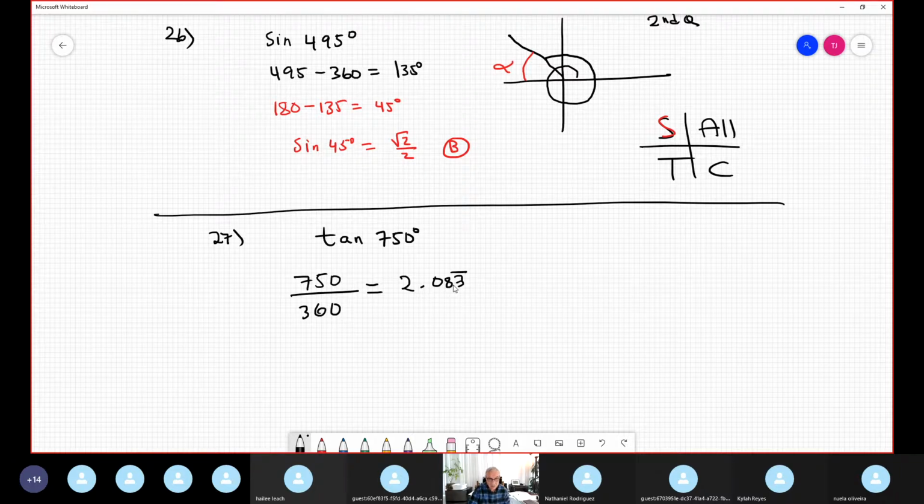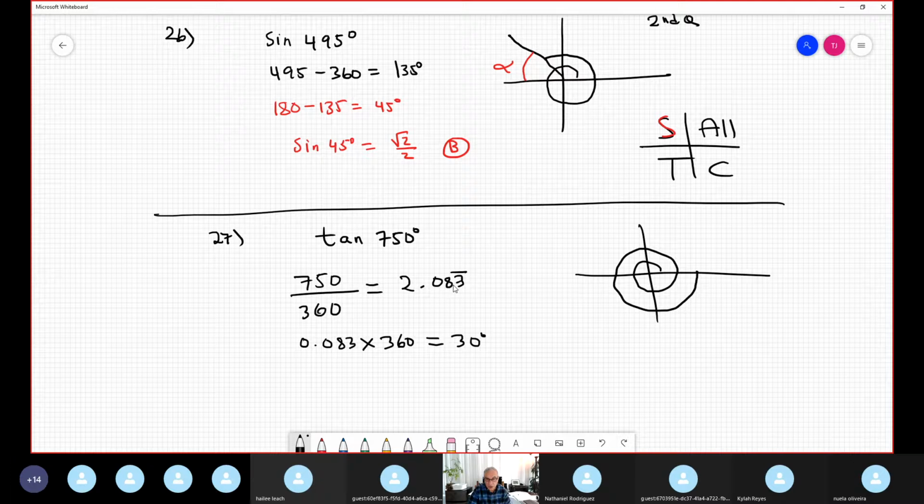I don't care about this. That means these two indicate it's 2 revolutions, because 360 is 1 revolution, 2 revolutions is 720, and a little bit more. You delete the whole part, take only the decimal part, and multiply again by 360. I did that, and the answer is 30 degrees. Wow. Interpretation of this: this is 1 revolution, 2 revolutions, and continue 30 degrees. Therefore, my angle 750 lies in the first quadrant.